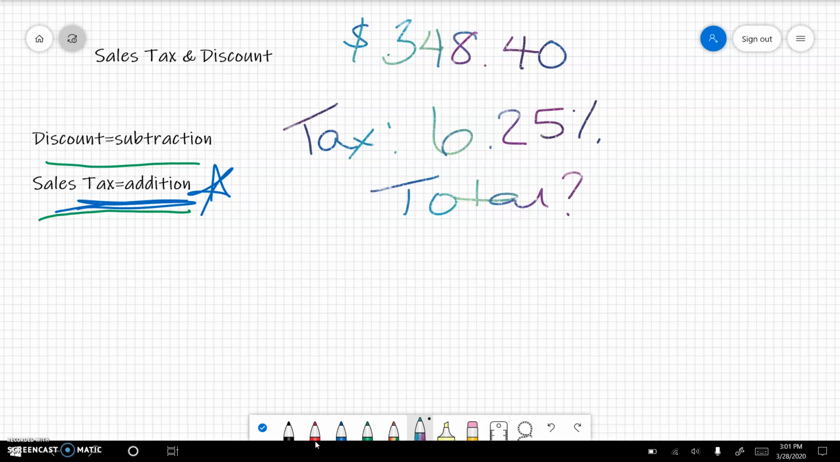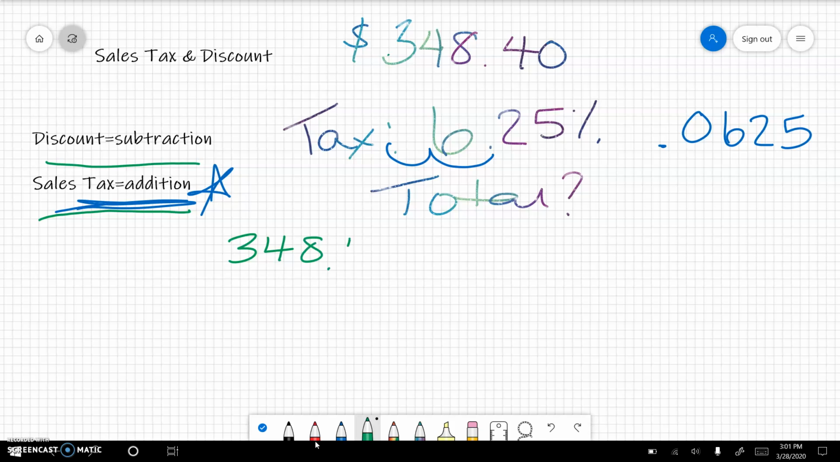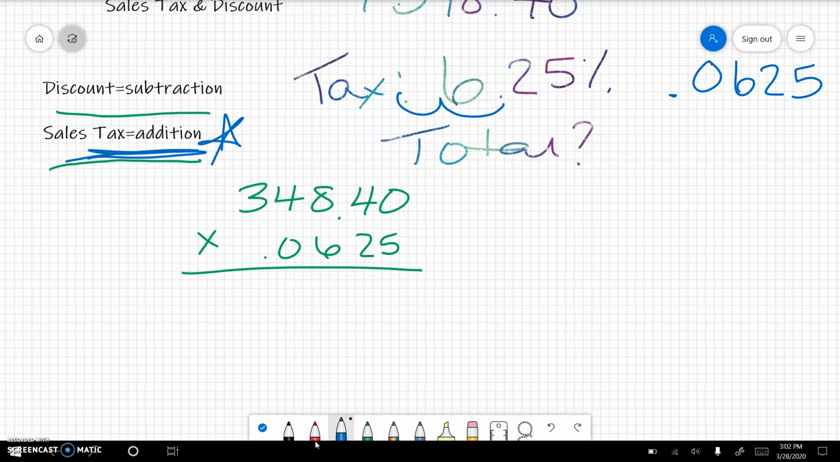Okay, now, some of you will say, well, my percentage already has a decimal in it, so it's done, right? No, this is still a percent, so you still have to move that decimal over twice. 1, 2. So I'm left with decimal 0, 6, 2, 5. So now I'm going to multiply, just like I did before. So I'm going to have $348.40 times 0.0625. When I multiply, my decimals do not have to be lined up. That doesn't matter because you count to figure out where to put your decimal. They don't have to be lined up.